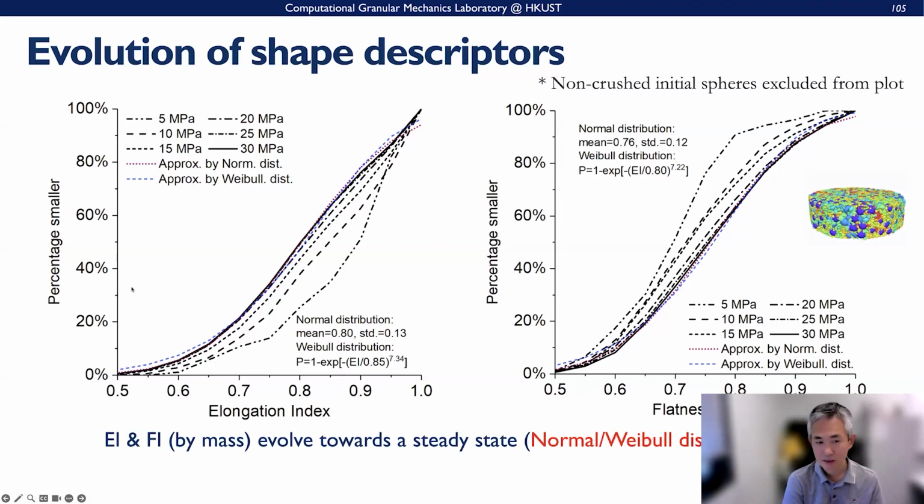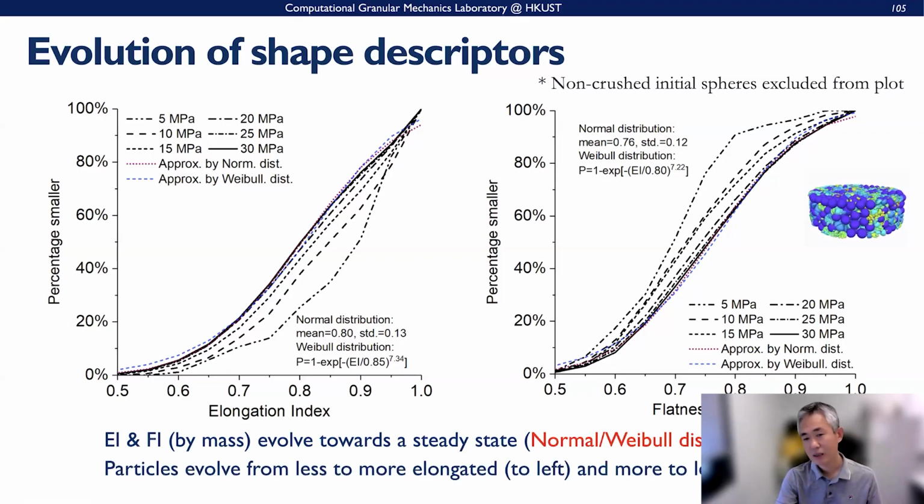Okay, and then the other one, flattening, is quite similar, but this time it evolves from left to right. Again, it can be described at steady state by a normal or Weibull distribution. And so these are the two shape effects here. So essentially, in a general sense, particles will tend to evolve from a less elongated to a more elongated one, and from a more flat to a less flat one, right? Okay, and so these figures show the means.